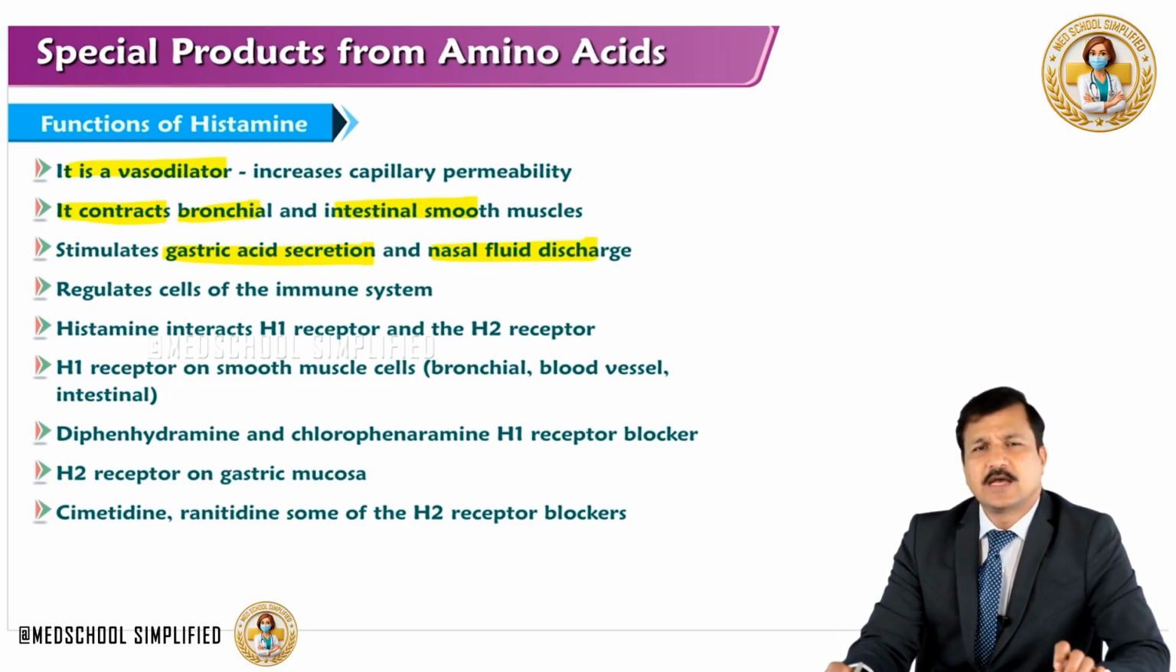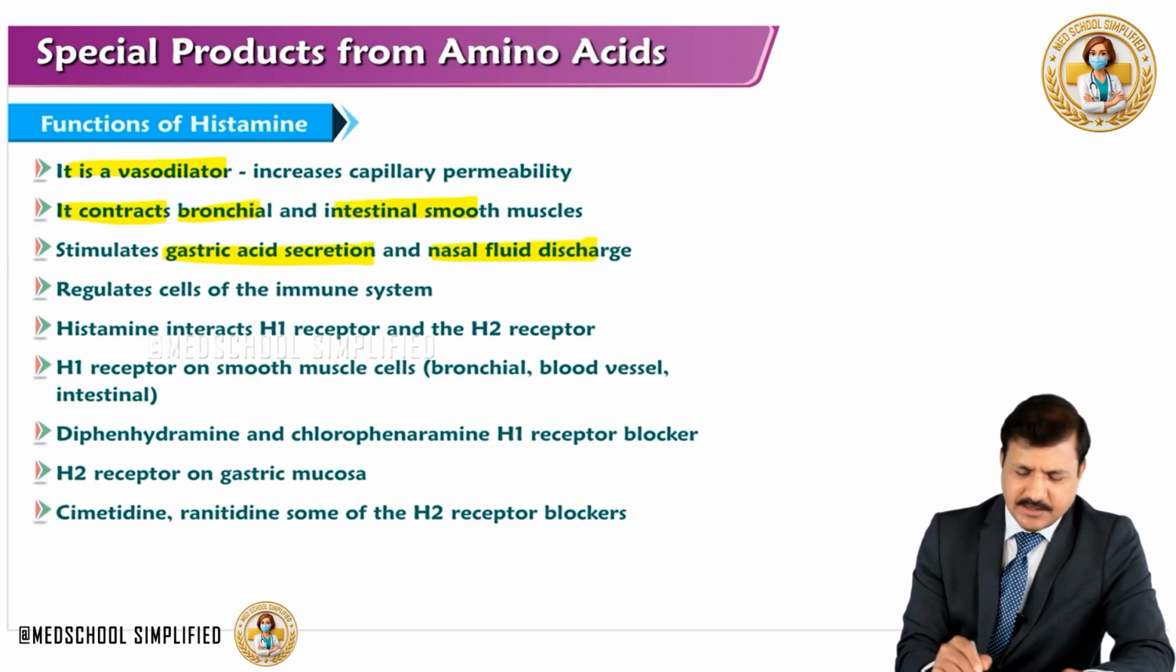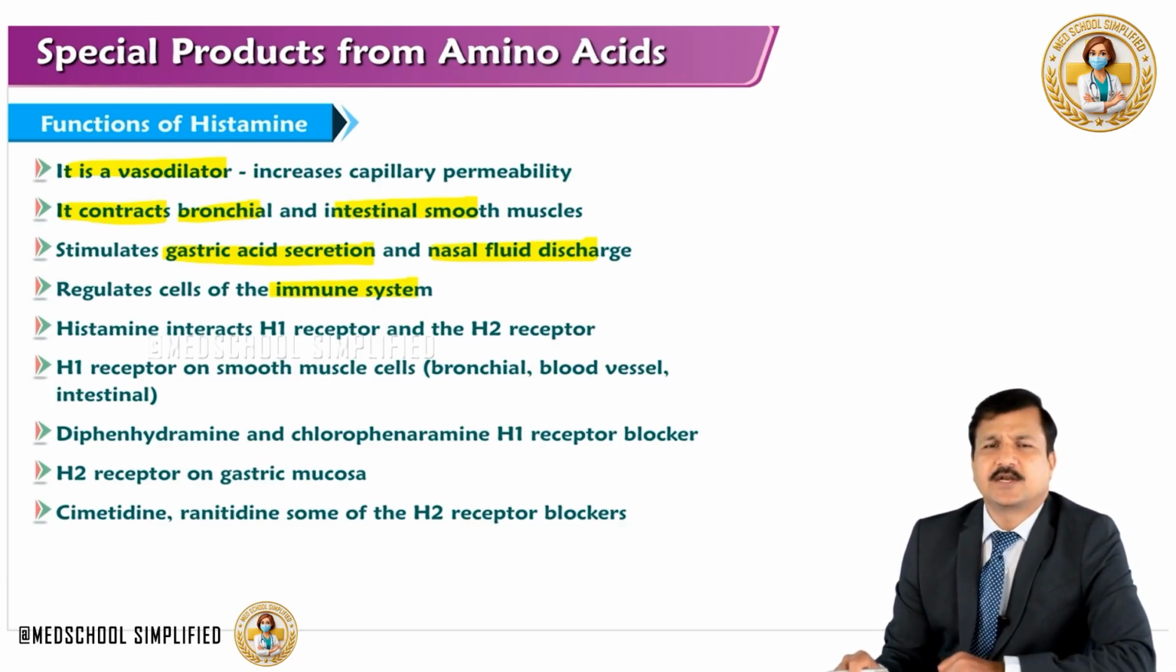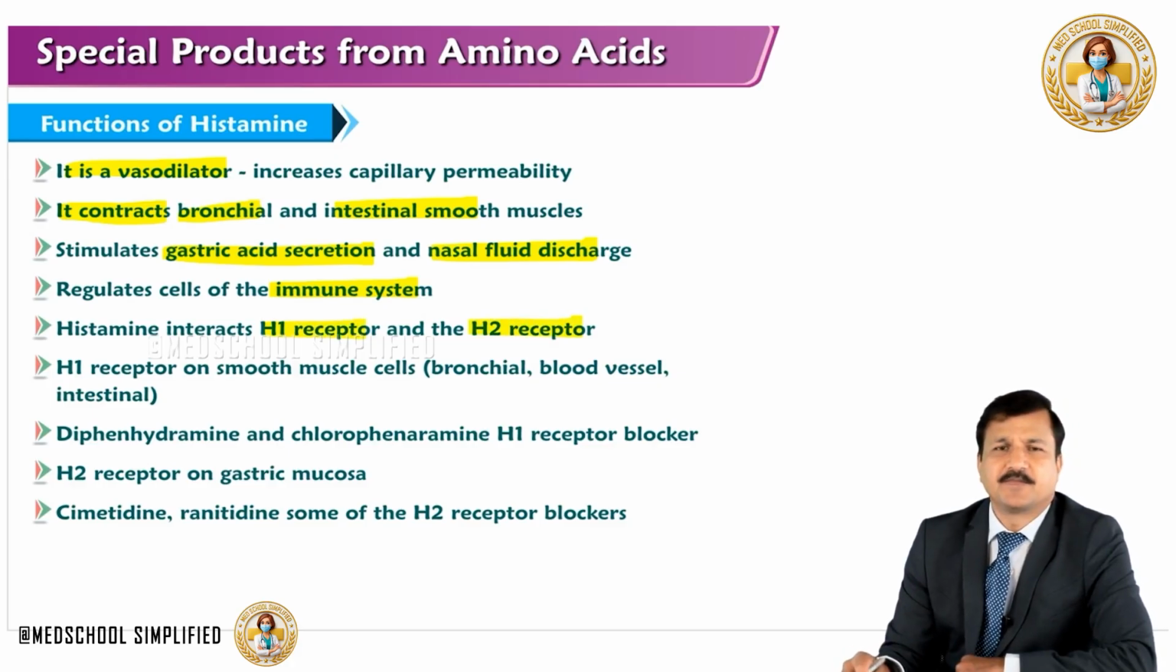So overall, as a response to allergic reaction, there will be bronchial contraction, intestinal smooth muscle contraction and increase in gastric acid secretion and nasal secretion. And also histamine is going to regulate the immune system. So overall, the histamine's action will be conducted by histamine binding to two kinds of receptors. One is H1 receptor, other is H2 receptor. Histamine 1 receptor and histamine 2 receptor.